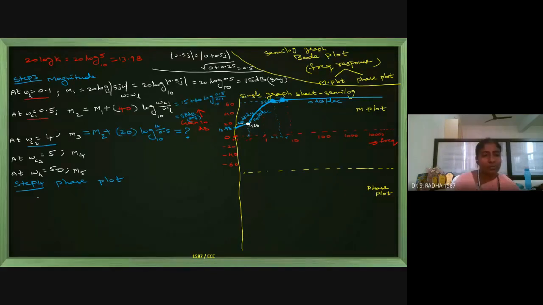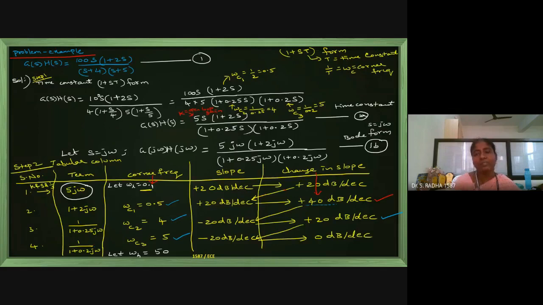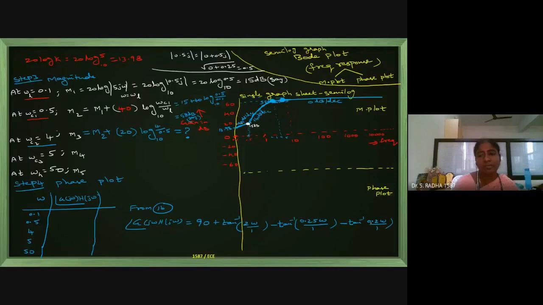With omega in the first column, then angle of g of j omega, h of j omega in the second column. And in the first column, we have to take the same corner frequencies: 0.1, 0.5, 4, 5, 50. And for the phase angle, we have to write the equation for 1b. How to write? For a numerator factor, plus 90 is the slope. Okay, the phase angle is plus 90 for the numerator factor 2 omega divided by 1. This is the equation. I will make it equation number 2. Now I have to fill the values here.